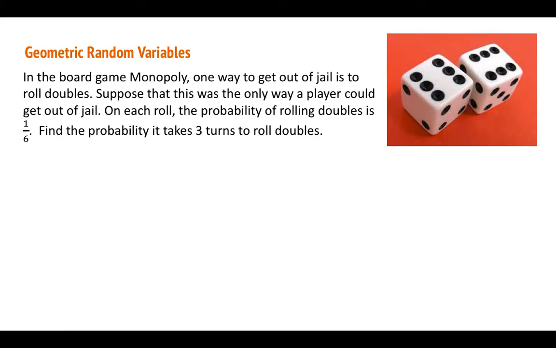In the board game Monopoly, one way to get out of jail is to roll doubles. Suppose that this is the only way a player could get out of jail. On each roll, the probability of rolling doubles is 1/6. Find the probability it takes 3 turns to roll doubles.